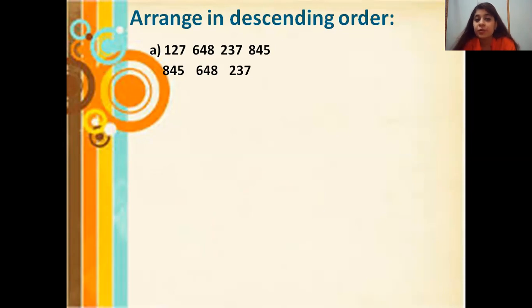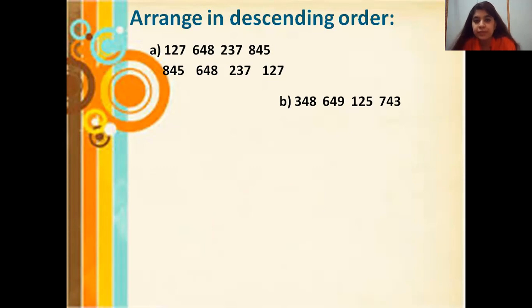Now, which number is smaller than 237? 127. That's good. Now, I have a second question that is there on my screen. You can do it along with me.